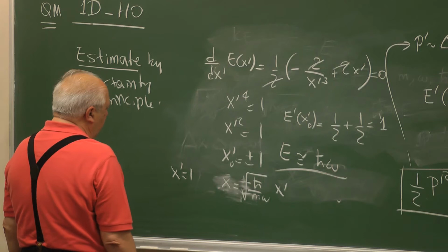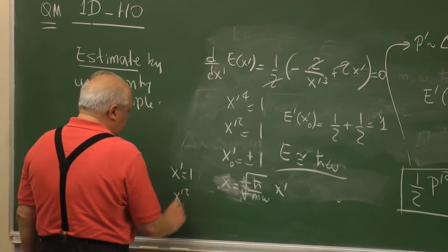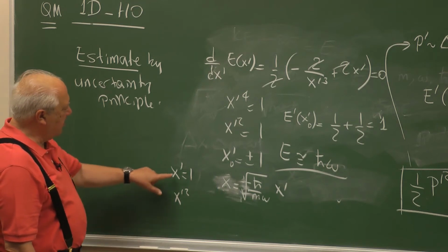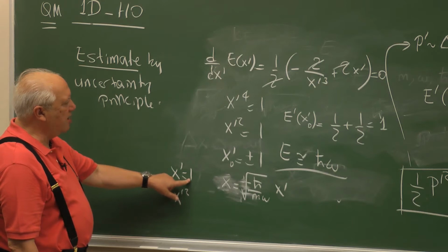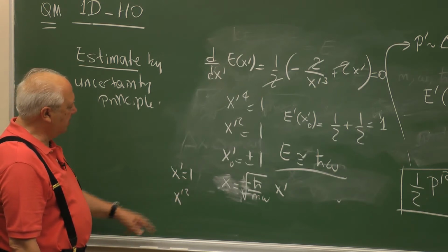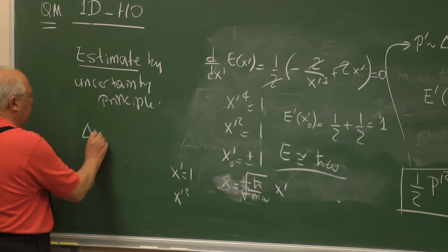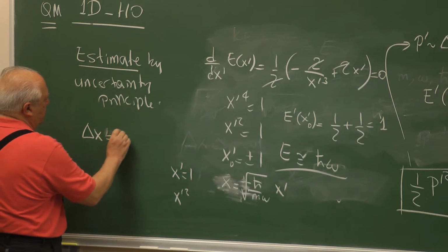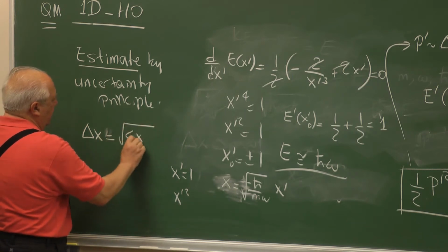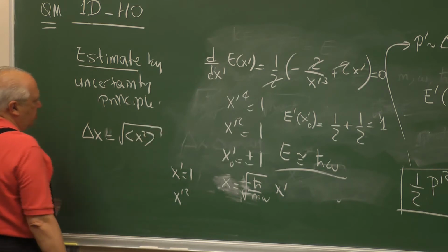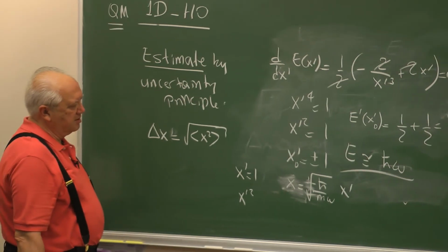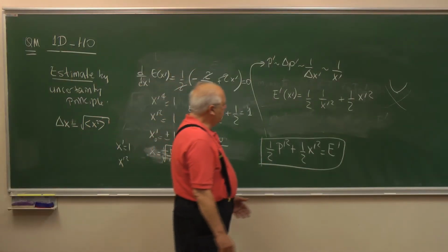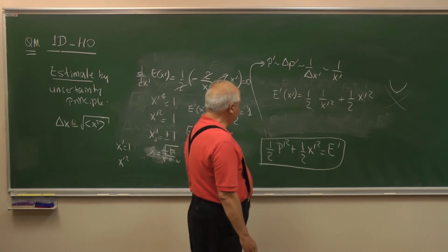And x prime squared is basically... one should not look at this as the particle stopping at x prime equals 1, but we should view delta x prime, or delta x, as the square root of x squared. So it's an estimate of the fluctuation. This is the way it's fluctuating, a fluctuation in position, which also means there's a fluctuation in momentum.